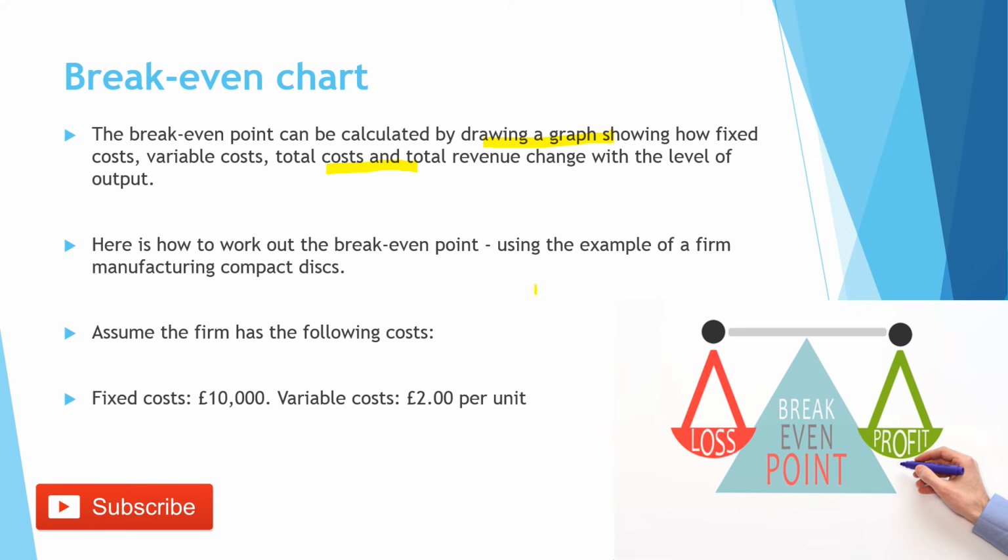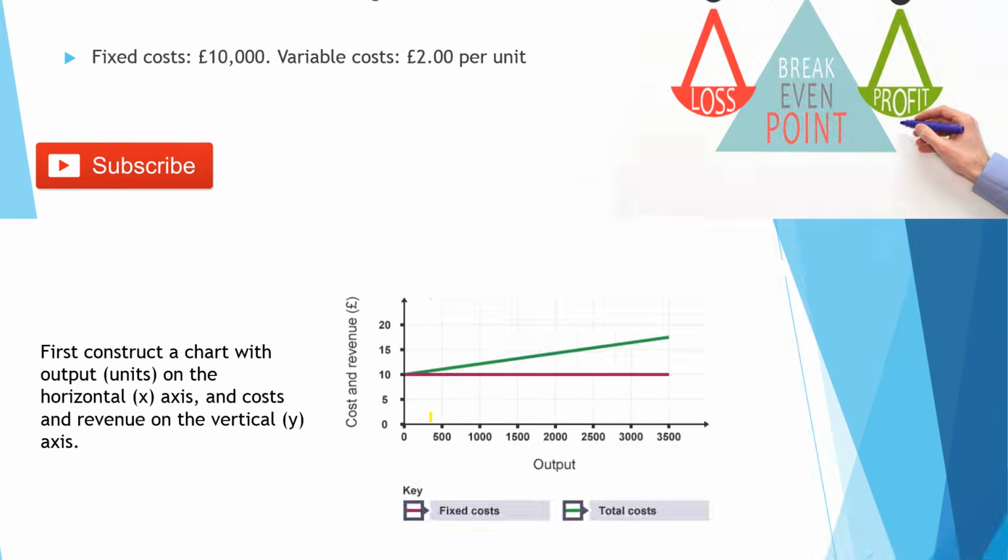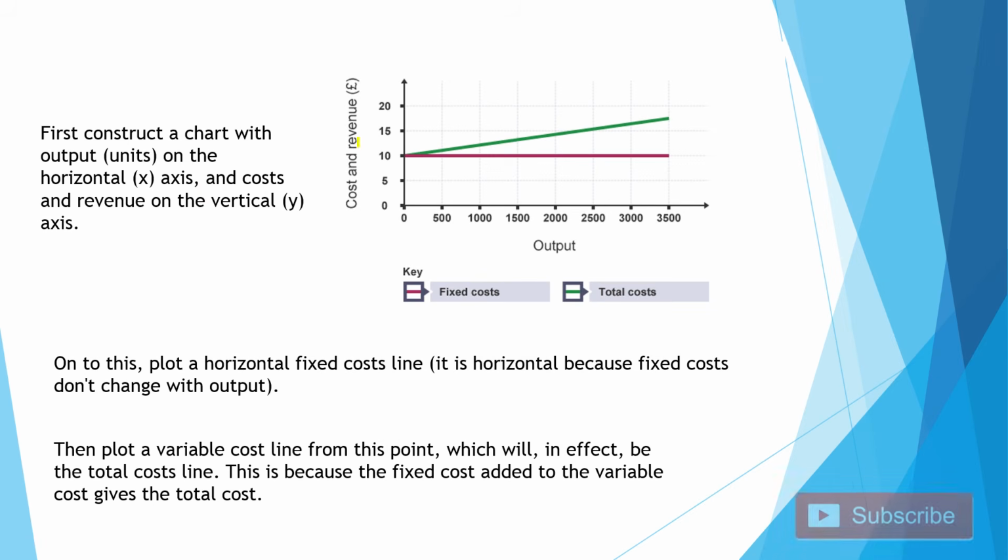So here is how to work out the break-even point. We'll be using an example of a firm manufacturing compact discs. Let's assume that the firm has the following costs: fixed cost of 10,000, variable cost of £2 per unit. We need to first construct a chart with output units on the horizontal axis, and cost and revenue on the vertical y-axis.